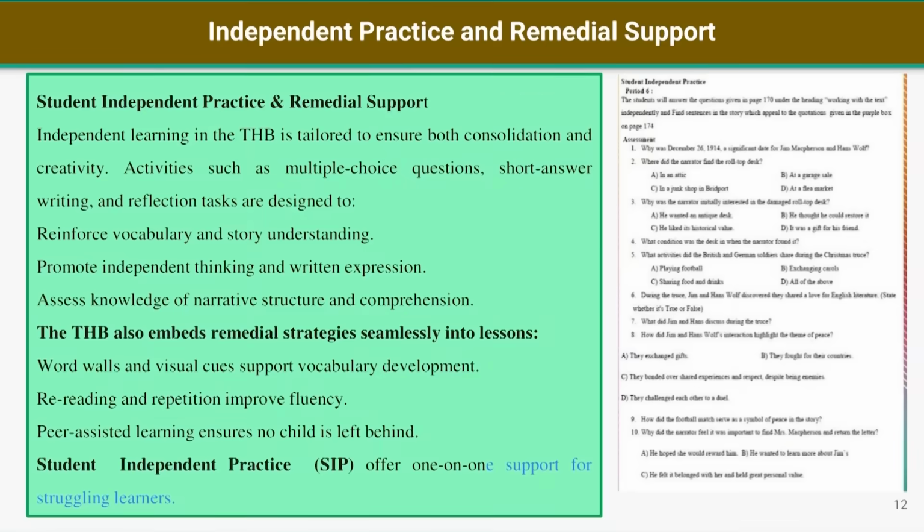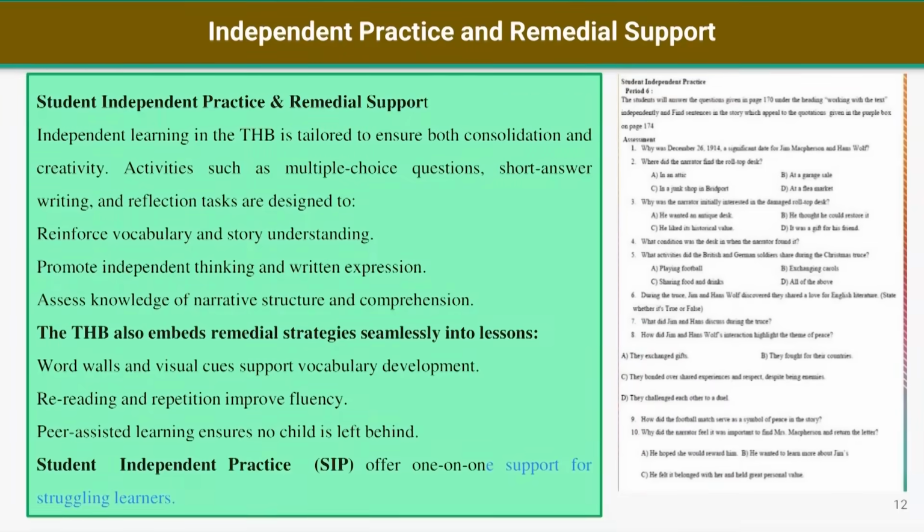Next, we step into independent practice and remedial support. Independent learning in the teacher handbook is tailored to ensure both consolidation and creativity. Activities such as multiple choice questions, short answer writing, and reflection tasks are designed to reinforce vocabulary and story understanding, promote independent thinking and written expression, and assess knowledge of narrative structure and comprehension.